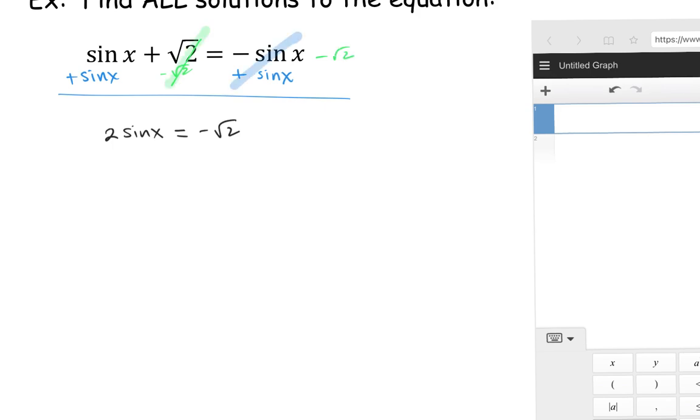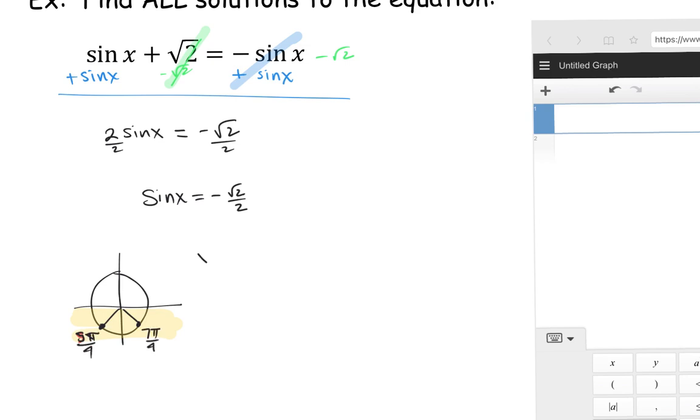Okay, so now I'll go ahead and just divide by 2. So we've got sine of x is equal to negative square root of 2 over 2. And we can think about the unit circle. The sine is negative in quadrants 3 and 4. And so we would have these angles right down here. Okay, so at 5 pi over 4 and at 7 pi over 4.